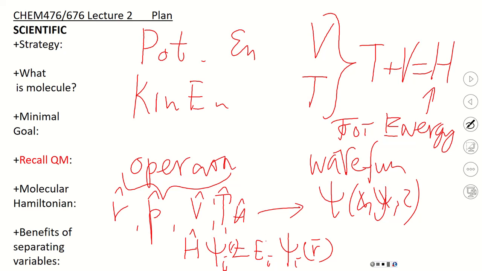So this equation will have several solutions, but the orbitals, these psi functions, will be the shapes of how electrons are distributed in space, and the energies, what will be the energy of each electronic orbital. Okay?